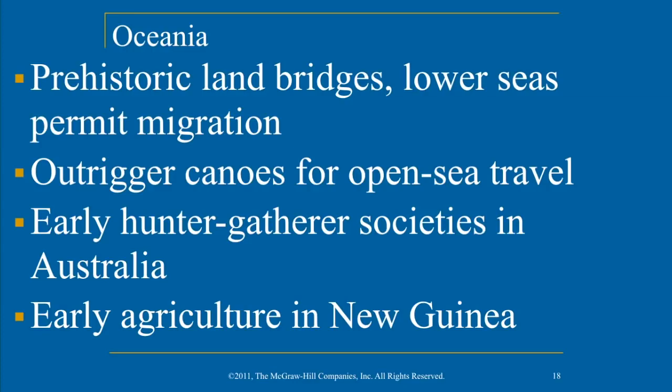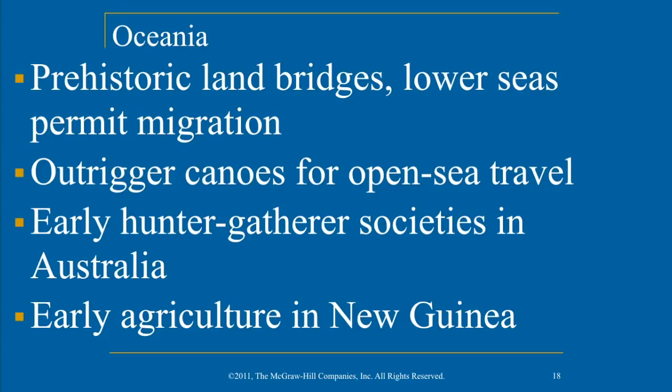We also know there were outrigger canoes for open sea travel. Outrigger canoes are larger canoes that have a stabilizing arm on the side. This led to open sea travel. If you do it right, you can go very far with a canoe and using ocean currents.